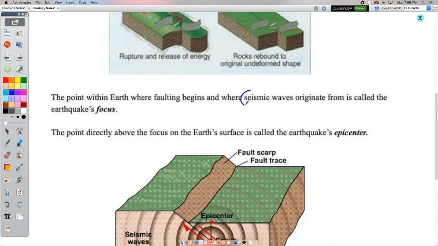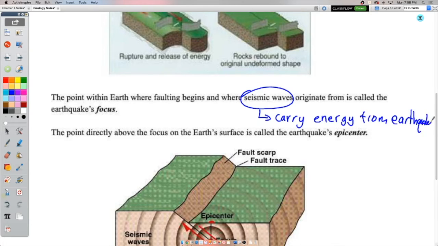Okay, so seismic waves carry the energy from the earthquake. Right? So that kinetic energy, how does it happen? It happens by a whole bunch of waves, right? The earth moving. And when it's moving, it's waves. Now, back to that point where the earth actually cracks and where all the energy comes from, we call that the earthquake's focus. So the point within earth where the faulting begins. This is underground, right? This is the point where the crack actually happens and where seismic waves come from.